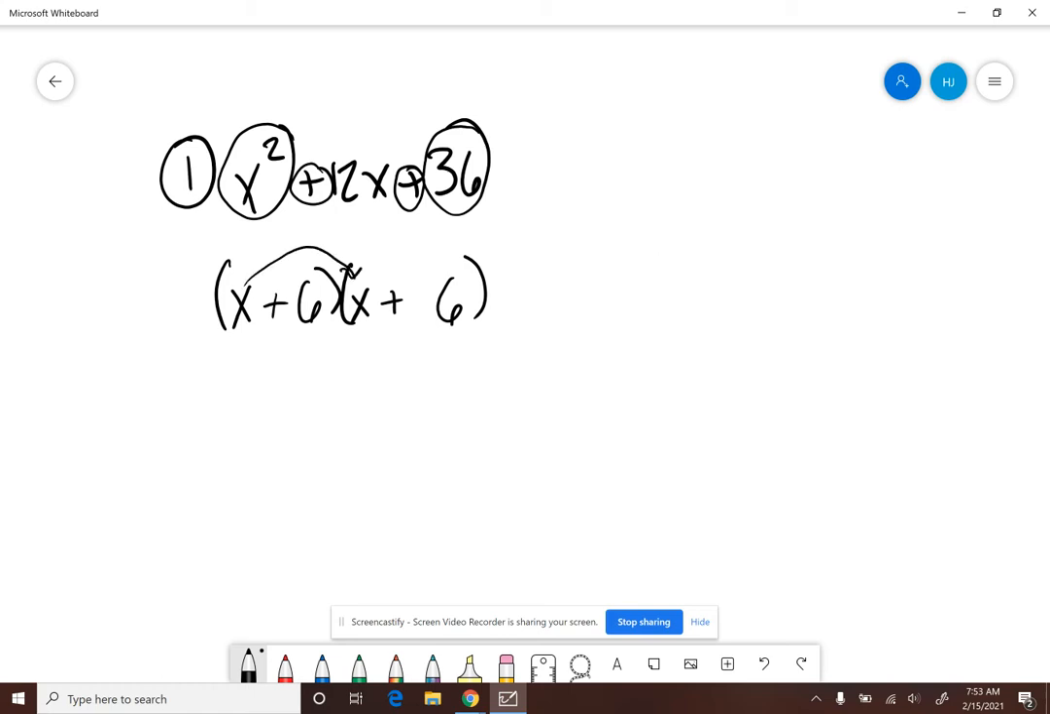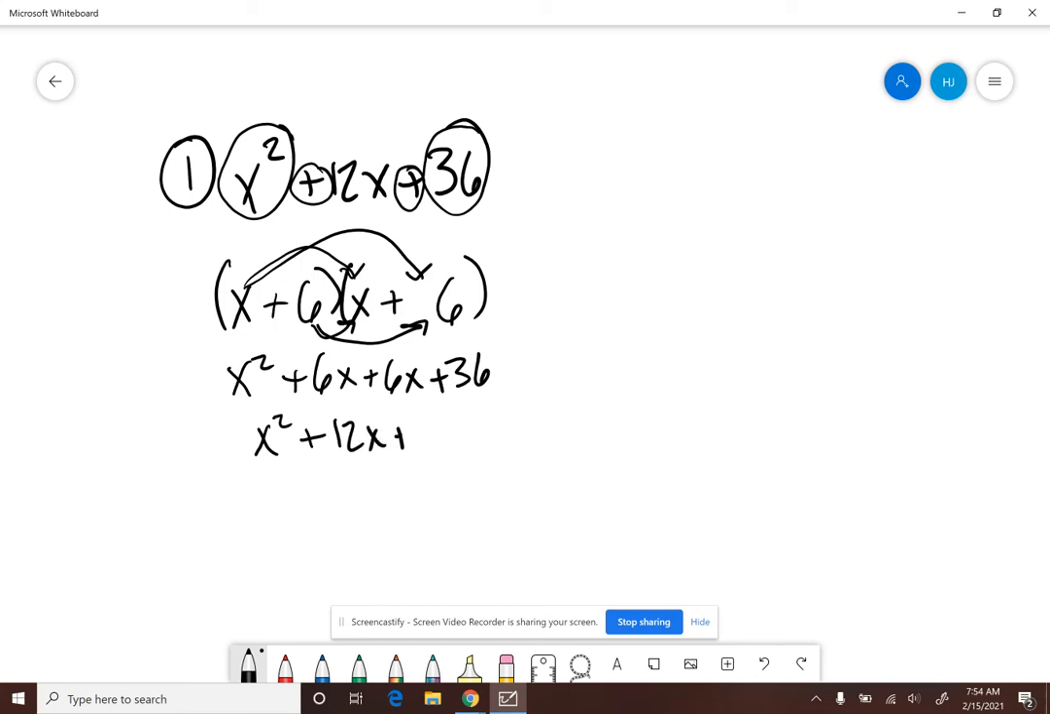If I FOIL this out, x times x gives me x squared. X times 6 gives me 6x. 6 times x gives me 6x. And 6 times 6, in fact, gives me 36. And notice what happens. My middle terms here, I would add those together. Those are like terms. So I end up right back at the same exact answer that I had up here, which tells me that this is correct factoring. This would be the correct answer.